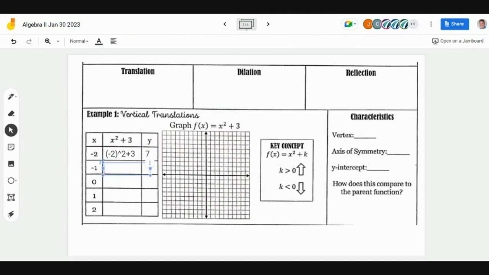When it's negative 1 squared plus 3. So negative 1 squared. Negative 1 times negative 1, that's a positive 1, plus 3 is going to give us a 4. Okay. So the 0 is pretty easy. 0 squared plus 3. All right, that's just going to be 3.